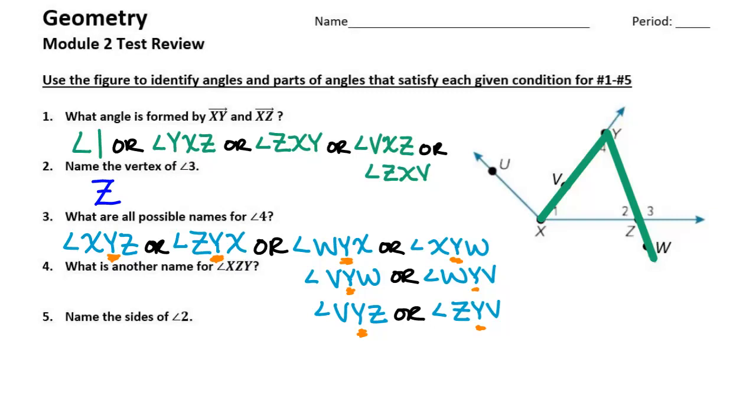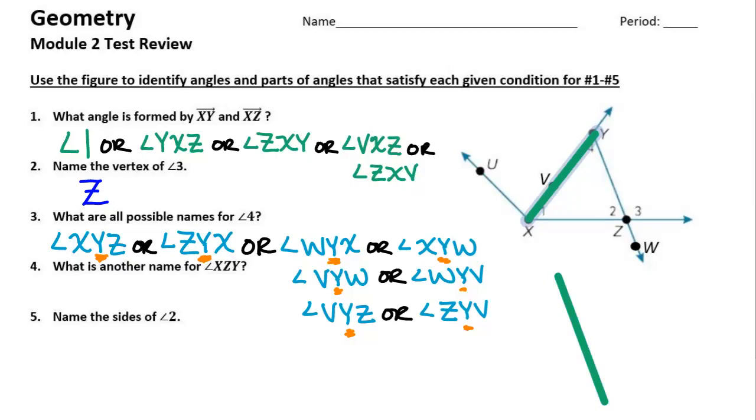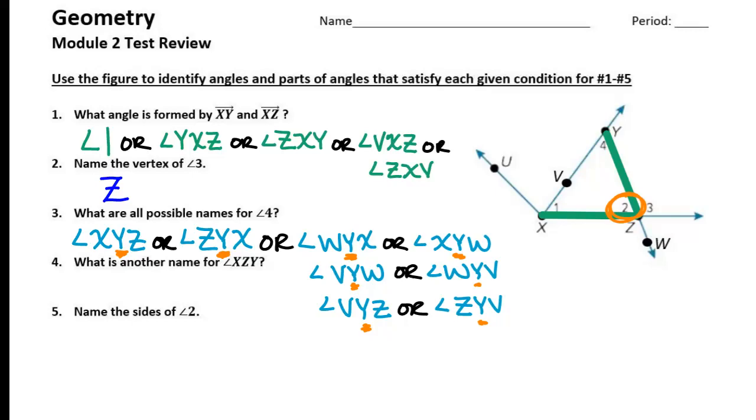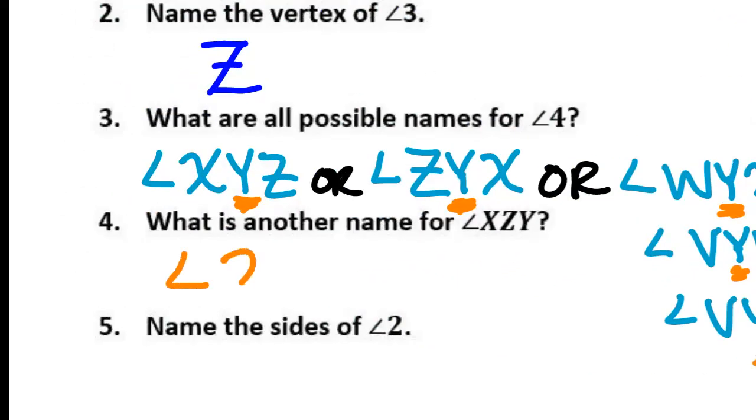What is another name for angle XZY? Let me highlight this angle real quick. XZY would be this angle right here, and you're absolutely correct. Angle 2 would be another name for that. Can somebody give me another name other than angle 2? YZX. So angle 2 or angle YZX.